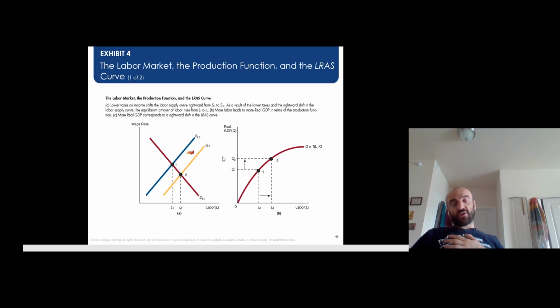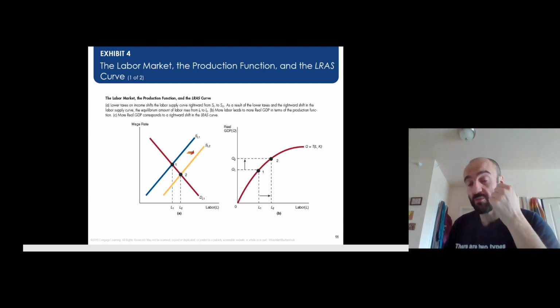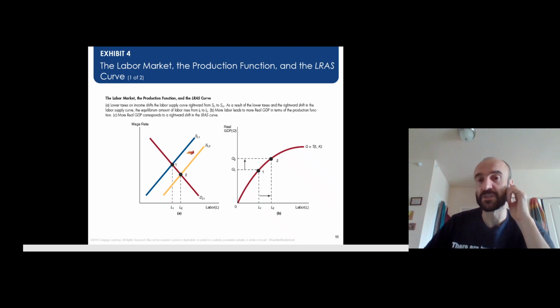So supply of labor will change, that we see on the image number 1A here, that plots the wage rate against the quantity of labor. It's the decrease in taxes. If taxes on labor income go down, then people will decide to work more, of course.